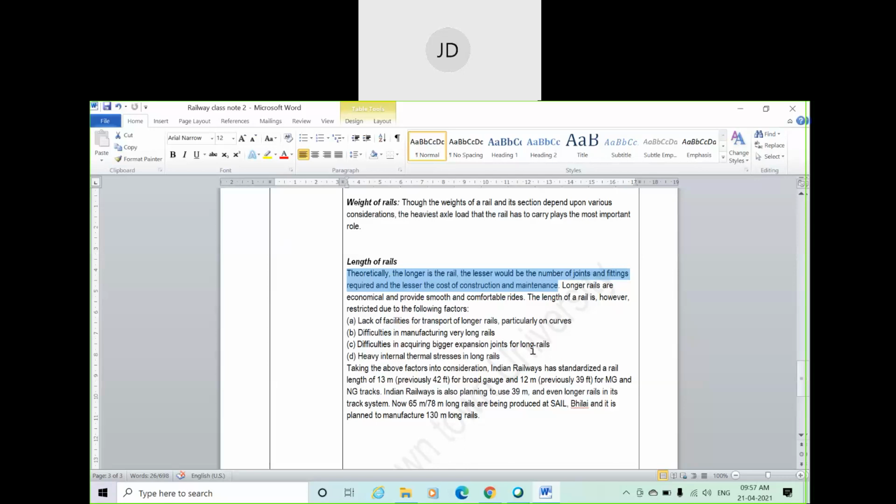Sorry, I'm giving a reverse one. The longer the rail, the fewer the joints will be, and your comfort will be more.